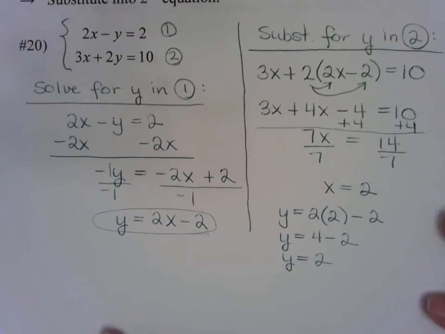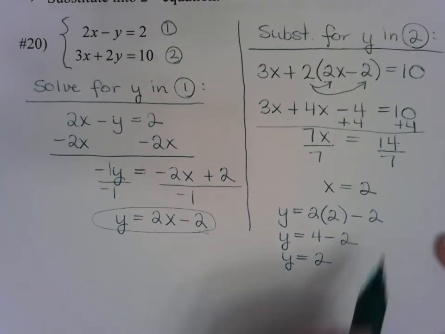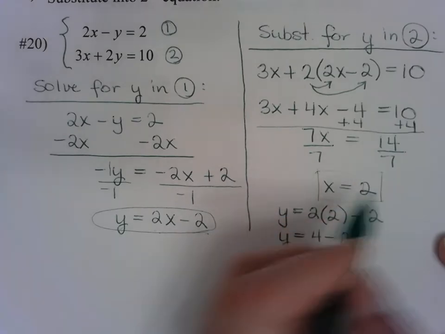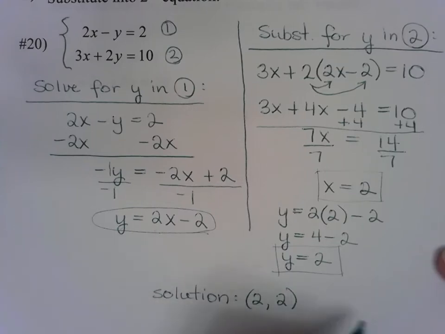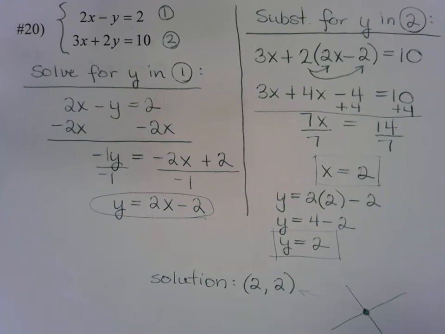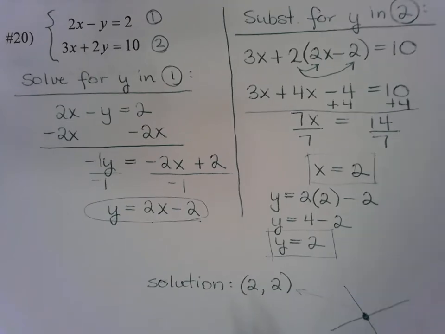Okay, so it looks like I get both x is 2 and y is 2. You're welcome to leave them separate, but if you want to, you can list your solution as a point, since that's kind of what's going on here, right? These are 2 lines, and the point where they crossed was 2, 2. Okay, so that is the substitution method.